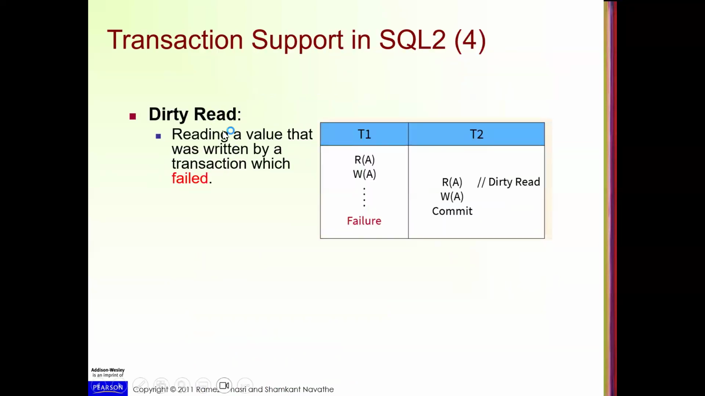Dirty read is like reading a value that has been written by a transaction which failed. For example, you are trying to read A from T1 and T1 failed, it did not commit. In the dirty read, you took the value from T1, you performed a write operation on it, and then you committed. It's like you are depending on some information and adding your own information to it, but the information you took never existed or it failed. So this is called a dirty read.